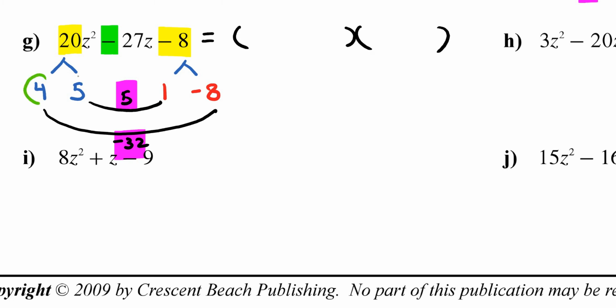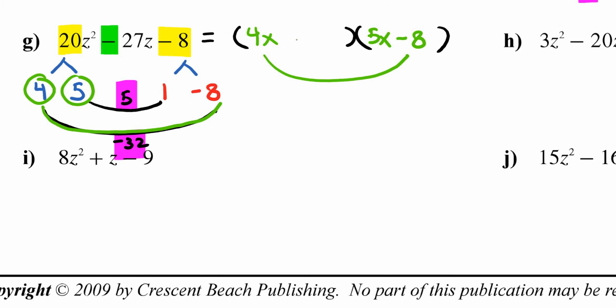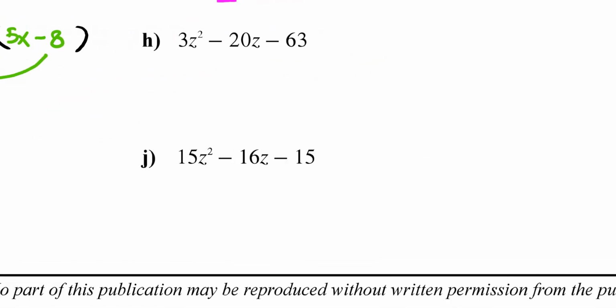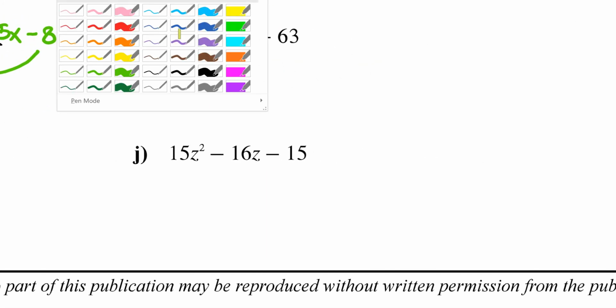Using my green marker here, I have a 4 and a 5, so 4x and a 5x. And the 4 multiplies with the negative 8, and then the plus 1 will go on the inside. So 4x plus 1 and 5x minus 8.